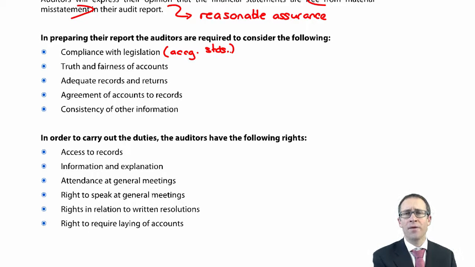So if you're not happy with the accounting treatment and the directors have refused to adjust the accounts to how you think they should be, to give a fair presentation, as well as adjusting or modifying your audit opinion, you can speak at the general meeting. And likewise, you have rights in relation to written resolutions and the right to require the laying of the accounts, i.e. that they are authorised and therefore published, okay.